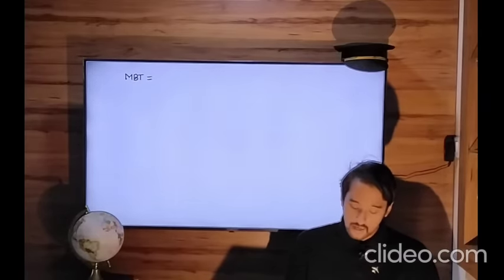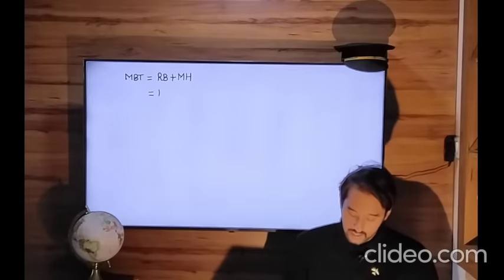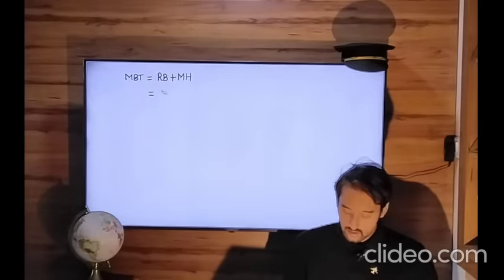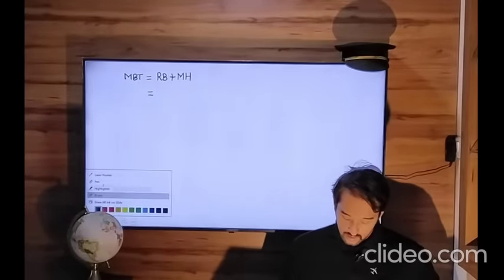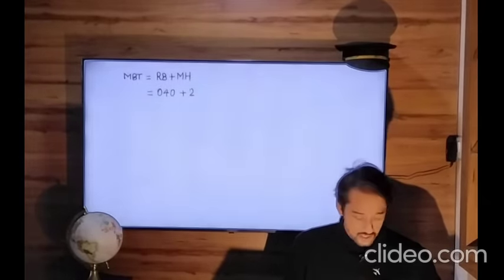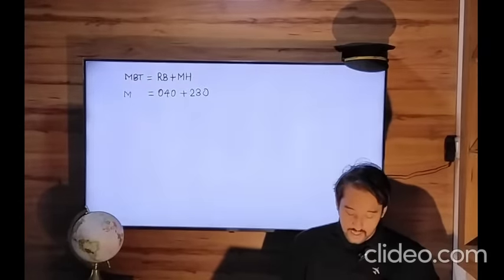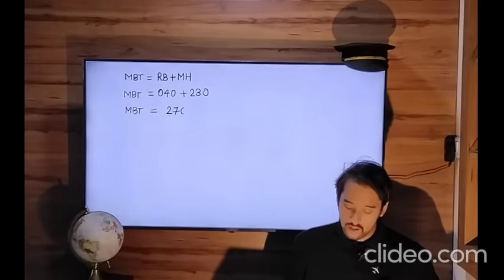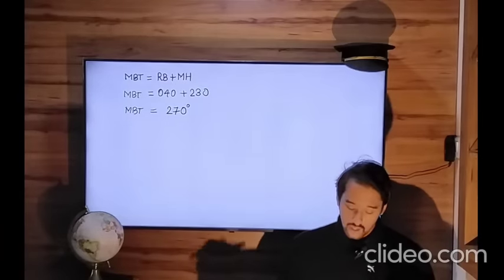Formula is magnetic bearing to the station. We have seen this formula before. Relative bearing plus magnetic heading. Relative bearing is 040. Heading of aircraft is 230. So magnetic bearing to the station will be equal to 270 degrees.